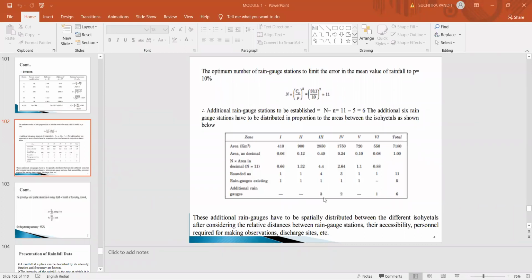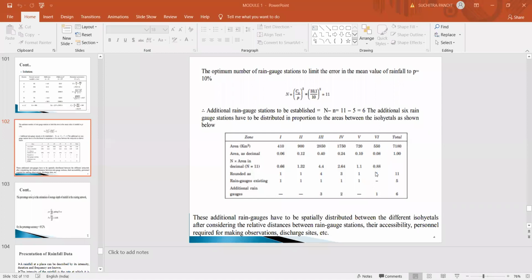So 4 minus 1, 3, and 3 minus 1, 2, and 1 minus 0, 1. So this is 6. So like this, zone 3, you can see here, since the area is too large, you require 3 additional rain gauges. And also zone 4, you can see the area is too big. It is 1750 kilometers square, hence you require 2 additional rain gauges.